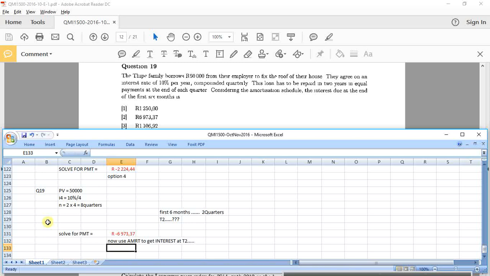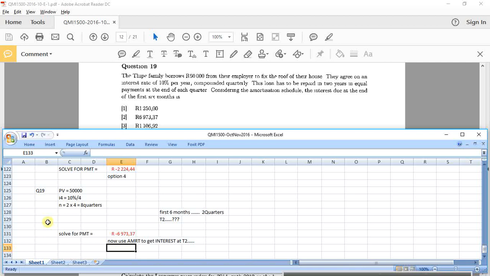Right, so that we need to do on your calculator. So, master clear, reset everything, always. Now, I first get the payment. So 50,000 is your PV. Your I is 10 divided by 4, which is 2.5. Your N is 8. Compute payment. I get 6973.37, which is correct.